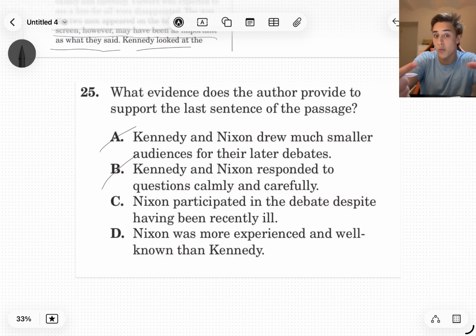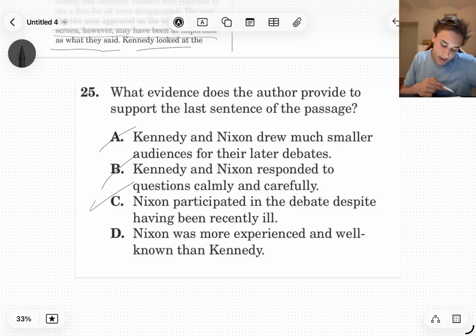So, Nixon participated in the debate despite having been recently ill. That's actually what we saw. That's the answer. That's the reason that it said that the television was much more advantageous to Kennedy, because the people could see that he was much more ready to answer the questions, and he looked much more sure, as opposed to Nixon, who was sick and was tense and tired and not answering the questions to the best of his ability. So C actually works.